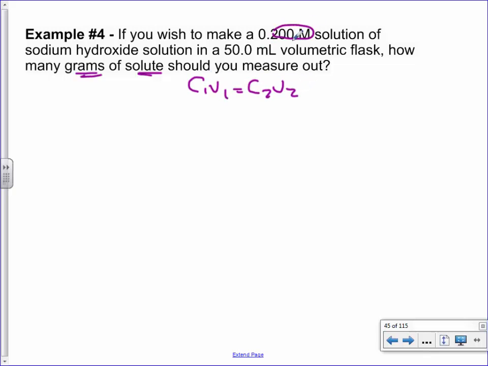Because sure, maybe you have a concentration and you have a volume, but it's not enough to fit the formula. So this formula will not work. We have to try to solve this by making our units fit together. So the first thing I'd say is, what units do we have? We have 0.200 capital M. What does capital M really mean? Moles per liter.